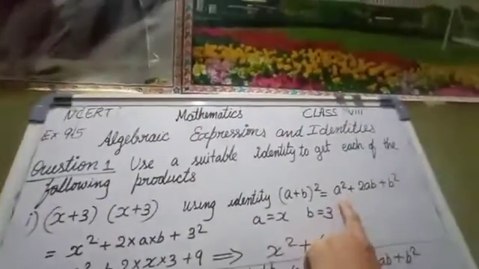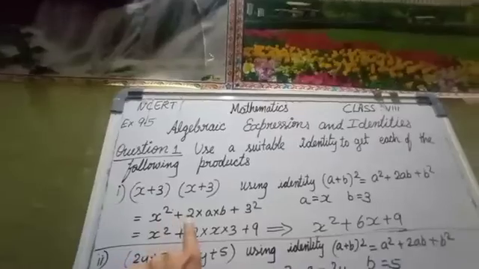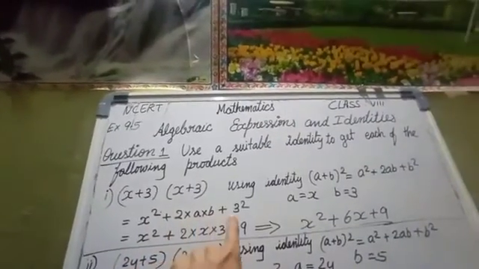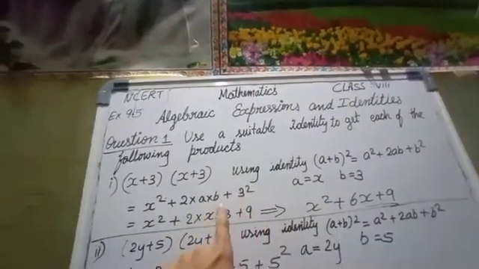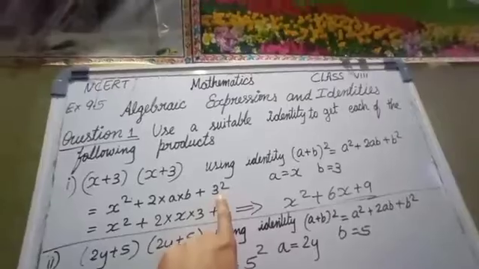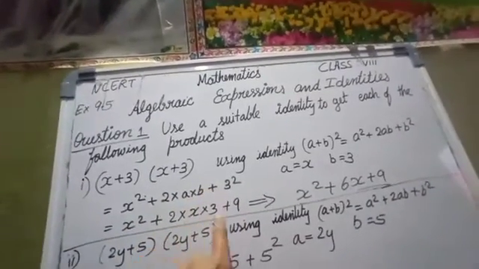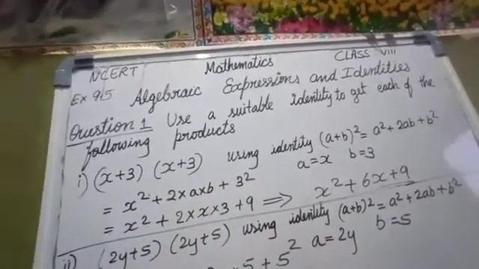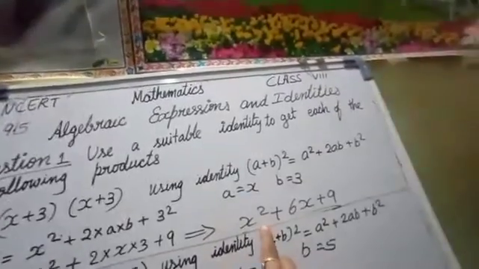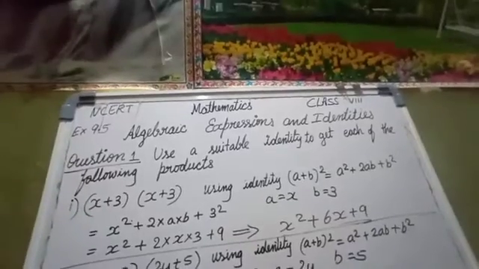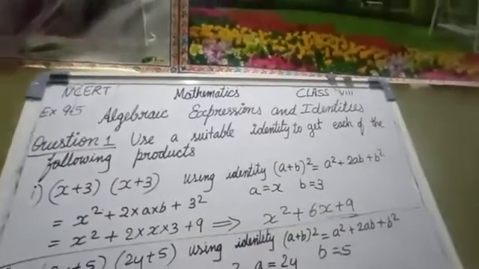The same way, here a is x, so we can write x square plus 2ab plus 3 square. So here b is equal to 3. I have written x square, 2, a means x, b means 3, 2 multiplied by 3. So x square remains the same, 2 3s are 6, x, plus 9. Hope you understood how to find the product. Now let us go to the second question.